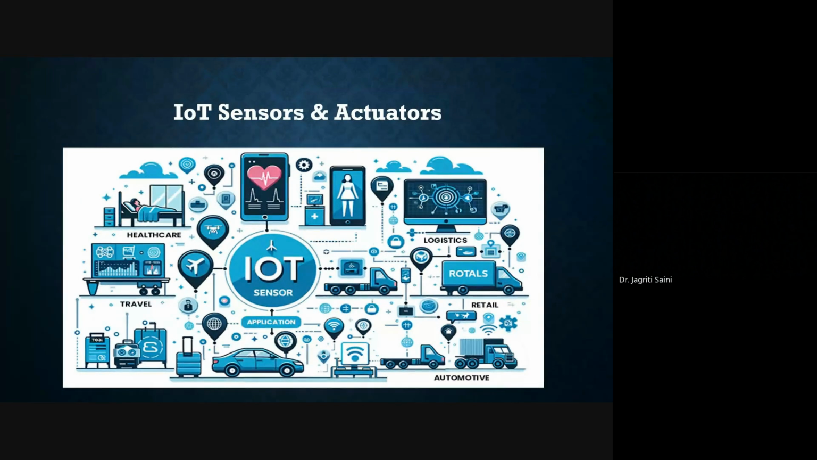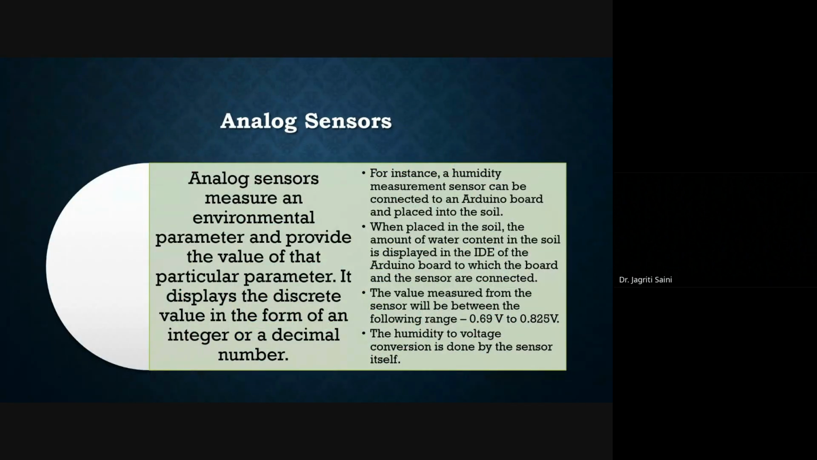Based on this, you will find these sensors and actuators in almost every area, as you can see, in logistics, healthcare, travel, retail, or automotive applications. Everywhere you will find these kinds of things. And these sensors again can be of different types, like analog sensors and digital sensors. In layman's language, you can consider an analog sensor as a sensor that can give you a continuous range of output or decimal point output.